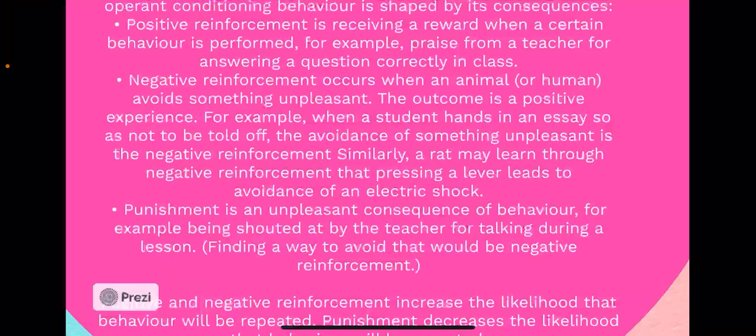So negative reinforcement is a way of learning because it makes you feel better, it gives you a positive experience. Punishment is an unpleasant consequence of behaviour. For example, being shouted at by the teacher for talking during a lesson. If you try to avoid that, that would be negative reinforcement. So negative reinforcement and punishment, make sure you know the difference between those, because they're the two that you might get confused about. Because negative, you think that means something bad, but actually it's avoiding something bad that makes you feel good in the end.